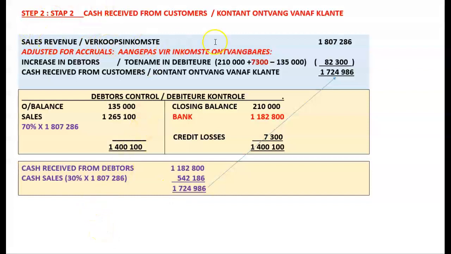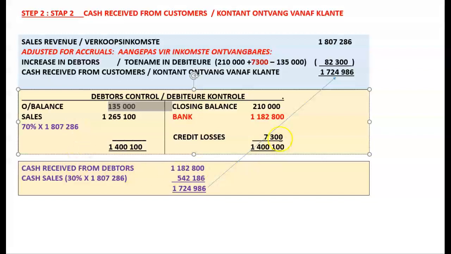Let me show you the shortcut. The shortcut, I'm going to take the full amount of my revenue, the full 1,807,286. I'm going to adjust it for the movement in debtors. Now, debtors have increased from 135,000 Rand to 210,000 Rand. But looking at this account here, have they received the full 135,000 Rand, which was outstanding of last year's balance? Because that's what movement in debtors implies. They say, well, I've received the opening balance, but the closing balance is still outstanding.